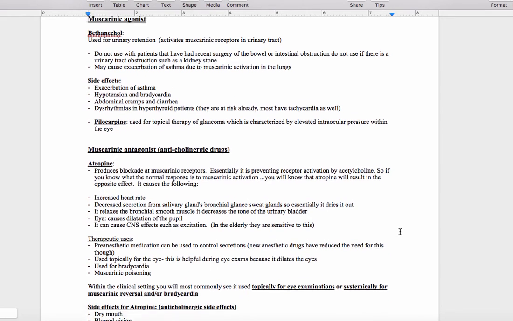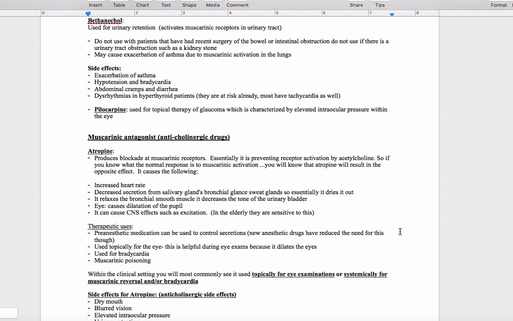Going down to muscarinic antagonists, these are your anticholinergic drugs. You'll hear the word anticholinergic probably more often than you'll hear muscarinic. We always call them an anticholinergic medication, or say it has anticholinergic side effects. And remember, these medications are the opposite of what the parasympathetic nervous system does. So this is going to be drying them out. It can cause constipation. Sometimes in the elderly, it can actually cause CNS issues like drowsiness or dizziness. It can affect the heart.